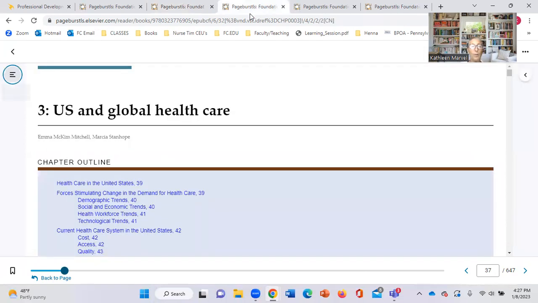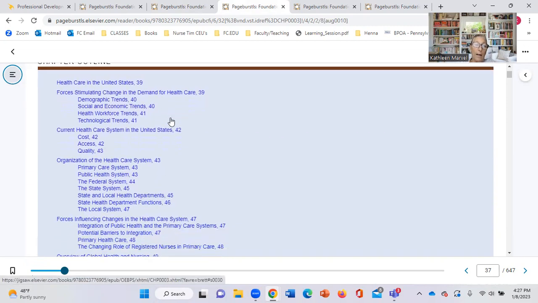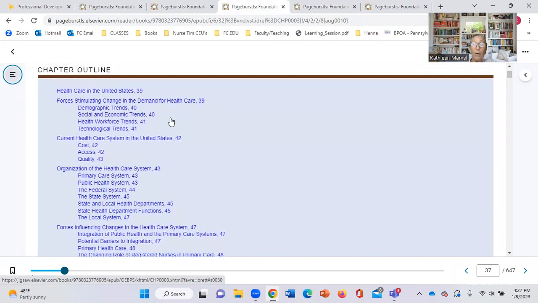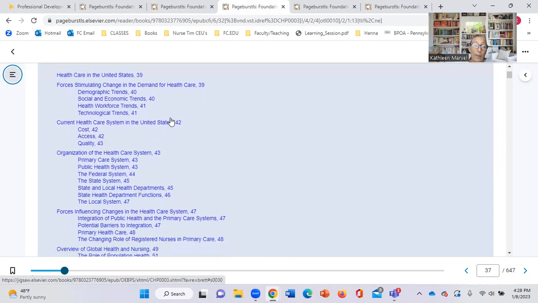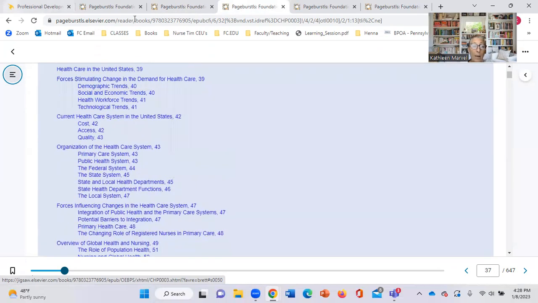Chapter 3 is your U.S. and global healthcare. And again, you'll get all the PowerPoints to these chapters as well. And remember, the PowerPoints are essentially a summary of the chapter. And actually, to be honest, if you look at the chapter outline for each chapter, that's how the PowerPoints are organized. Okay, so actually for each chapter, the chapter outline is your PowerPoints with some additional detail in them. Okay, and your chapter outline is also how the chapter is laid out for you. Okay, and they're all hyperlinked.